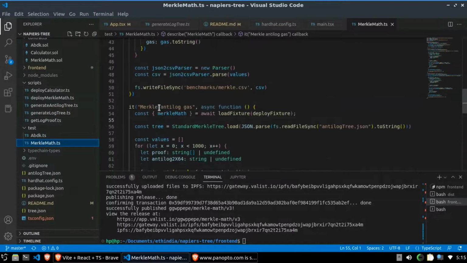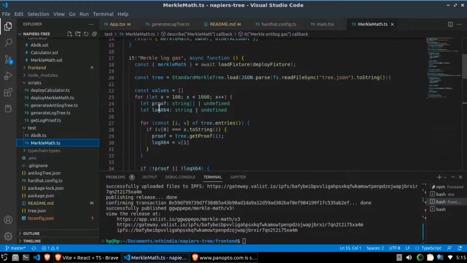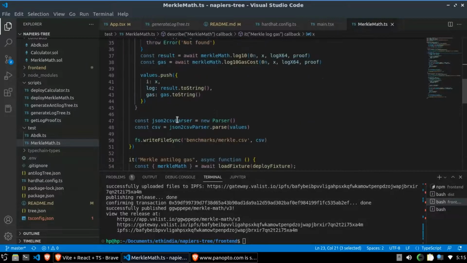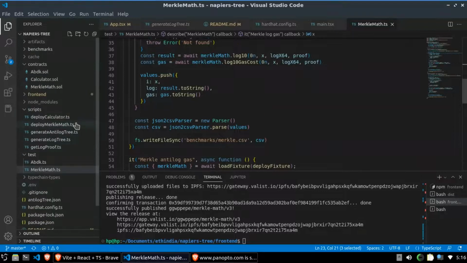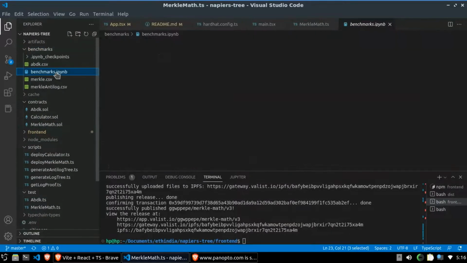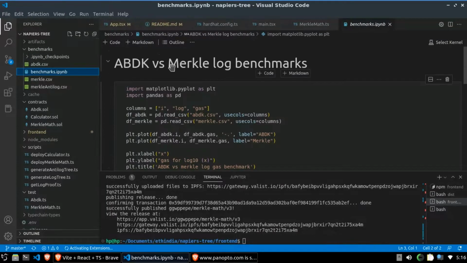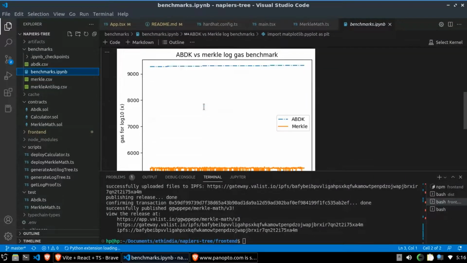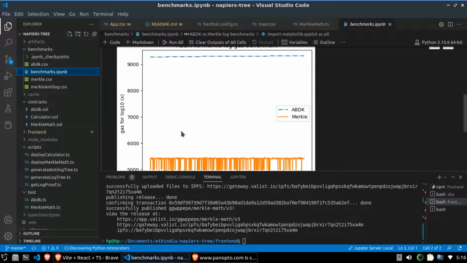So I go to Merkle Math, and we see we are iterating along a number range, and the benchmarks get stored over here in the benchmarks folder, and we use the CSV files to generate a table. Here is the benchmark table that was just demoed.